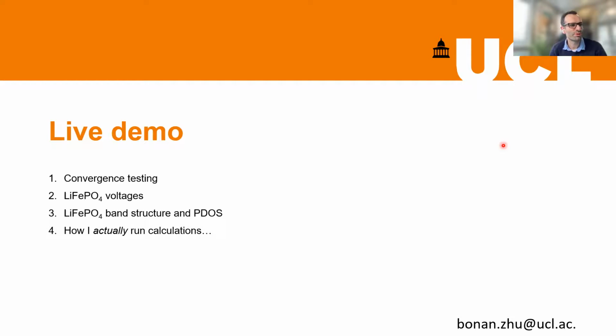Which one is best, IBRION equals 1 or IBRION equals 2 in VASP for geometry optimization? I guess these are specific optimizers. I think IBRION equals 1 is something like a quasi-Newton, and IBRION equals 2 is the conjugate gradient. So my answer would be I don't know. This can be quite material specific. The only advice I can give is if one fails, try the other.